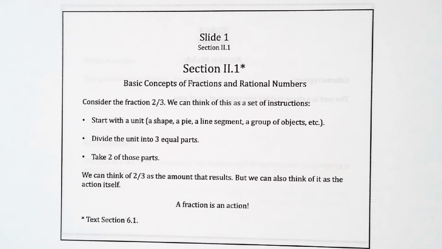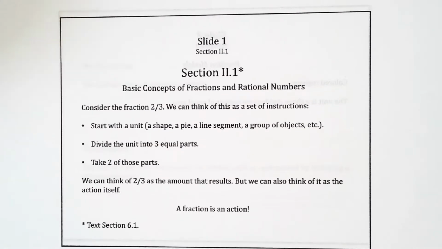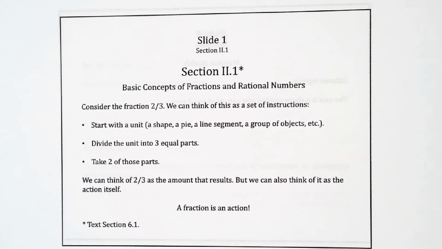Let's think about the fraction 2/3, for instance. We can think of the fraction 2/3 as a set of instructions. So you start with the unit, which could be a shape, or a pie, or a line segment, a group of objects, a bunch of students, a loaf of bread, a pizza, whatever. It's just something. And that object you're starting with is called the unit. Whatever that unit is, you're going to imagine dividing it into 3 equal parts, or perhaps you literally do that. You cut it up into 3 equal parts, or divide it out. And then you take 2 of those parts.